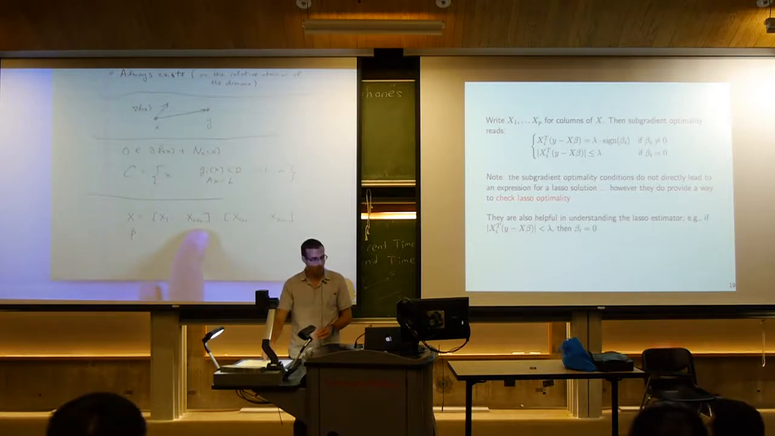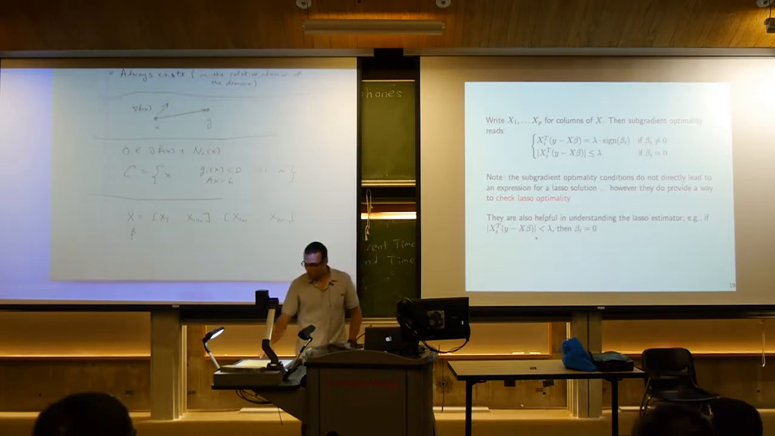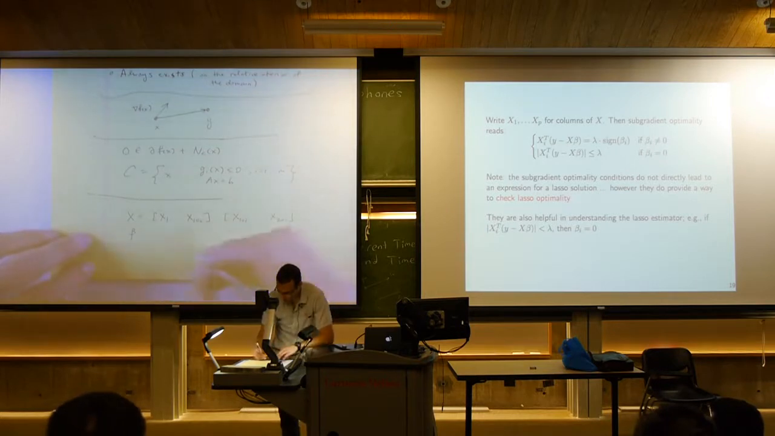So the first thing you can do is just check whether this condition is true. Check whether the absolute value of x_j transpose (y minus X beta) is actually less than or equal to lambda for all j going from 101 through 200.